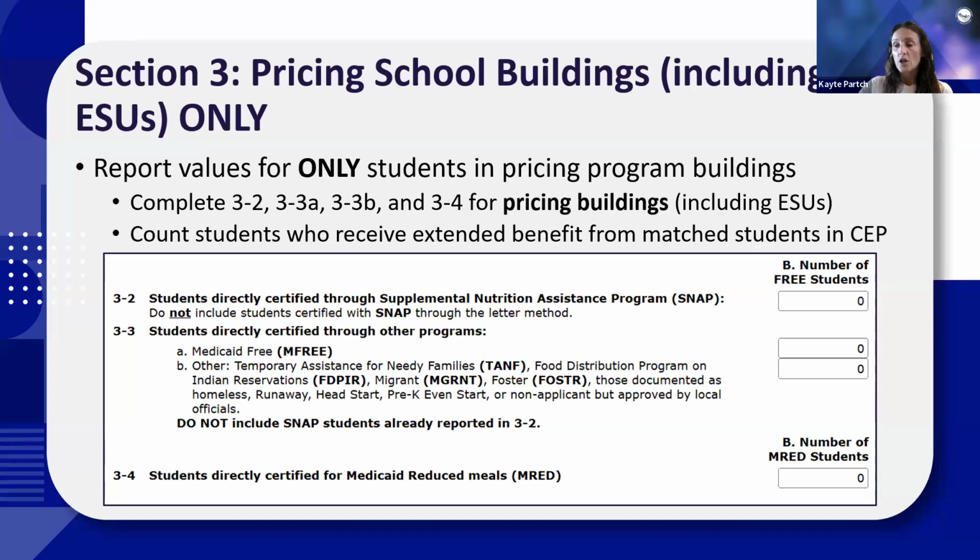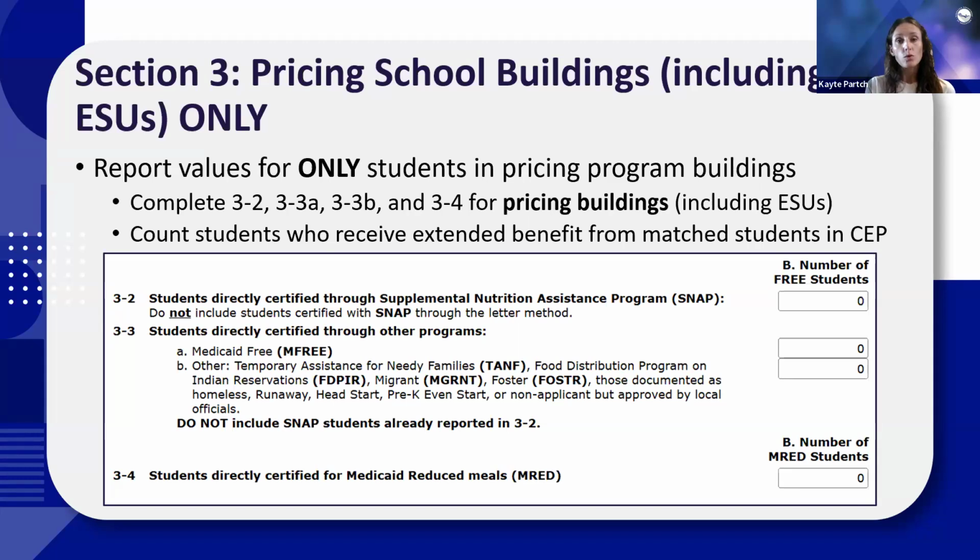Okay. You also want to make sure that you include in these counts students who have received an extended benefit from a directly certified or matched student who attends a CEP building if you have a district with a mix of pricing and non-pricing CEP students. Let's pretend in an example that school A was a CEP school. The students attending the CEP school A will not be counted in any of the values reported in section 3.